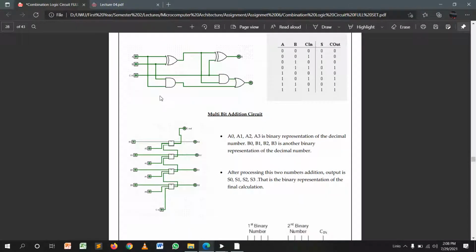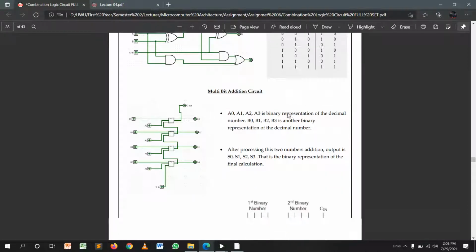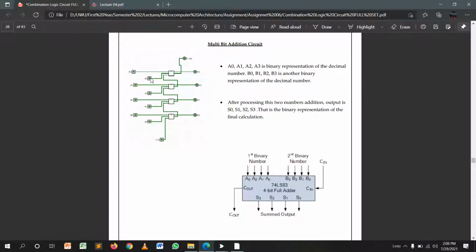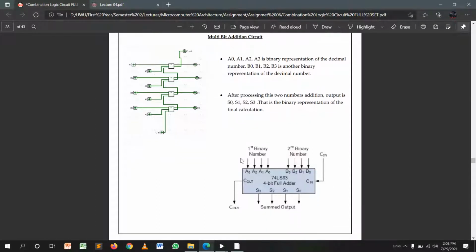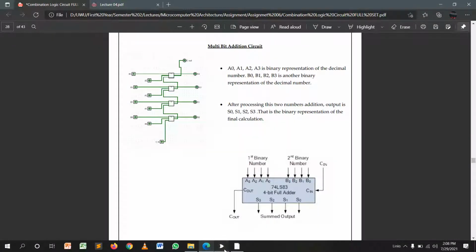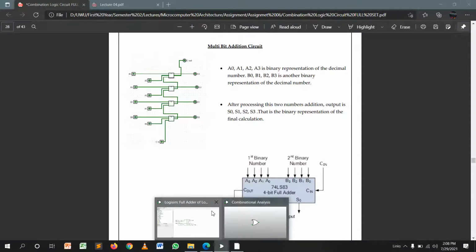Then this is the basic circuit, and when we use this circuit for addition of larger numbers, we have to use multiple addition circuits. Then we have four inputs and two values. We can use two values for input: a0 a1 a2 a3 and b0 b1 b2 b3. I'll explain from the practical circuit, and those are the multiple values. I already created that one.